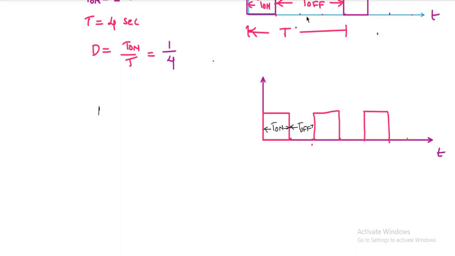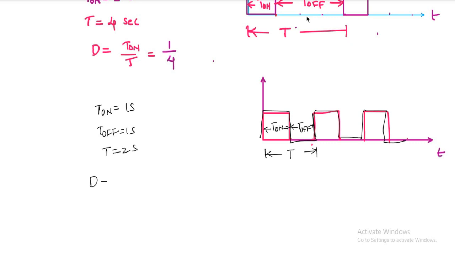Here turn on is 1 second, turn off is also 1 second. Then what is the time period here? The cycle is repeating after every 2 seconds. This is one cycle, after this is the second cycle, after this is the third cycle. That means the cycle is repeating after every 2 seconds, so the time period is reduced. Time period is 2 seconds now.